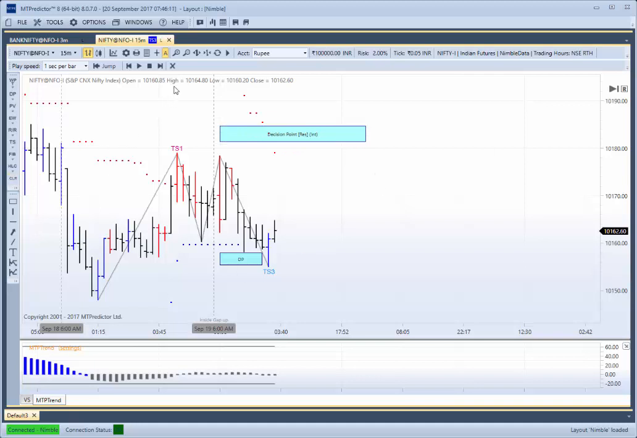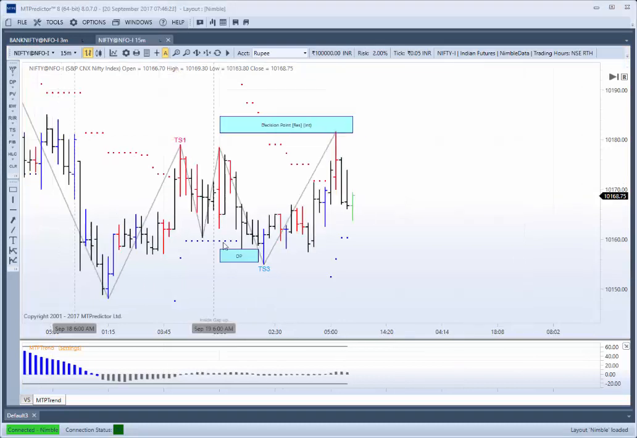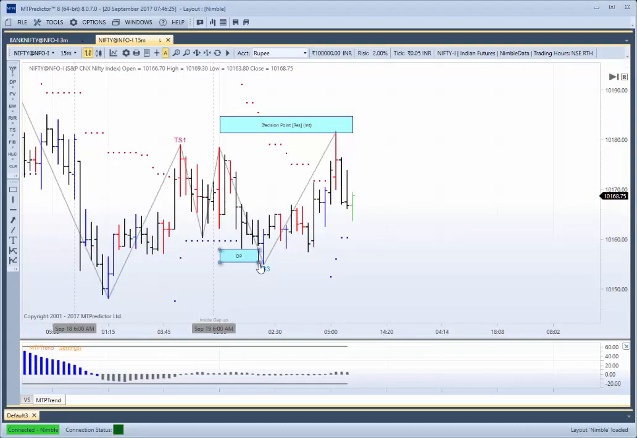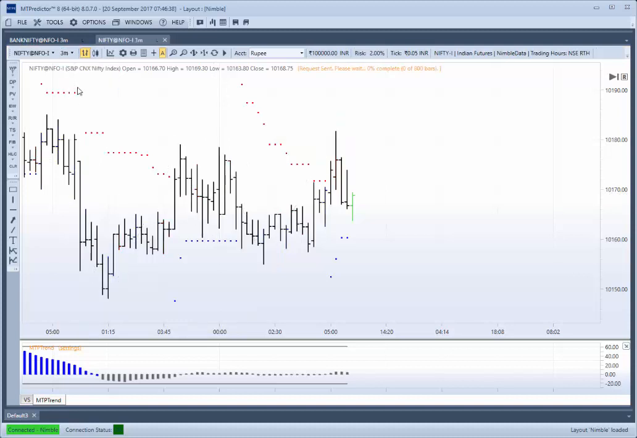So I'll just turn training mode off. And you can see that's what the market did. It went from 15-minute DP support up to 15-minute DP resistance. So how would this have affected our trade on our shorter time frame chart? Well, let's go back to the 3-minute chart.